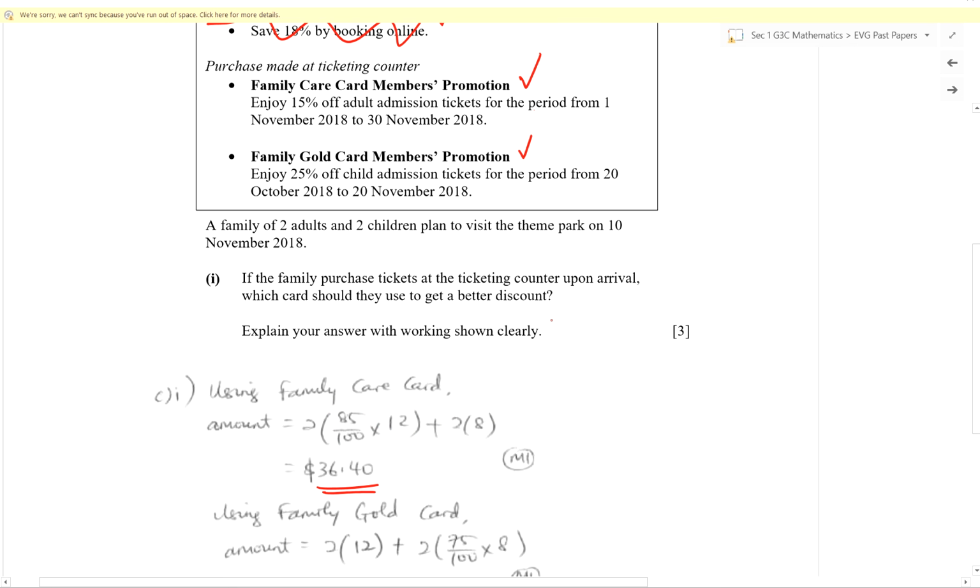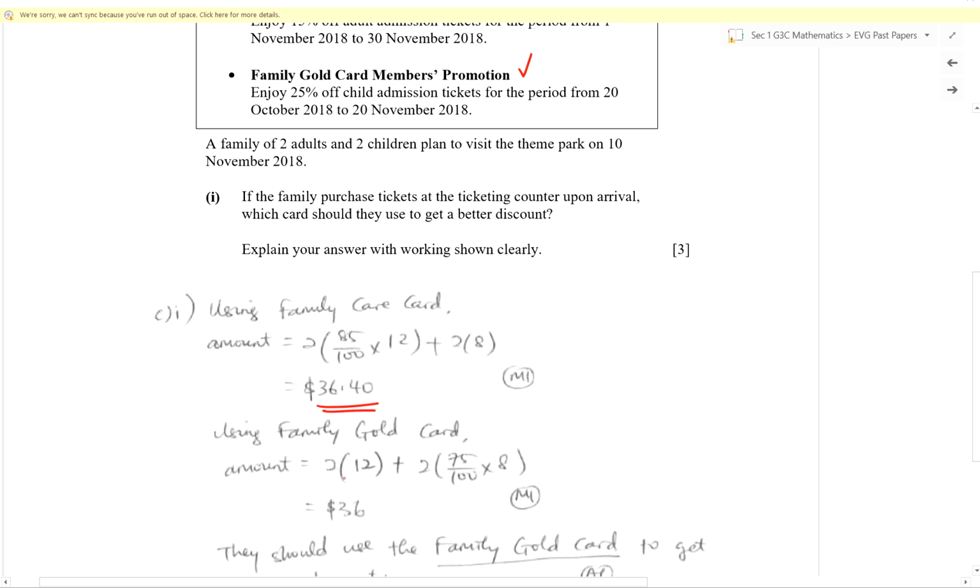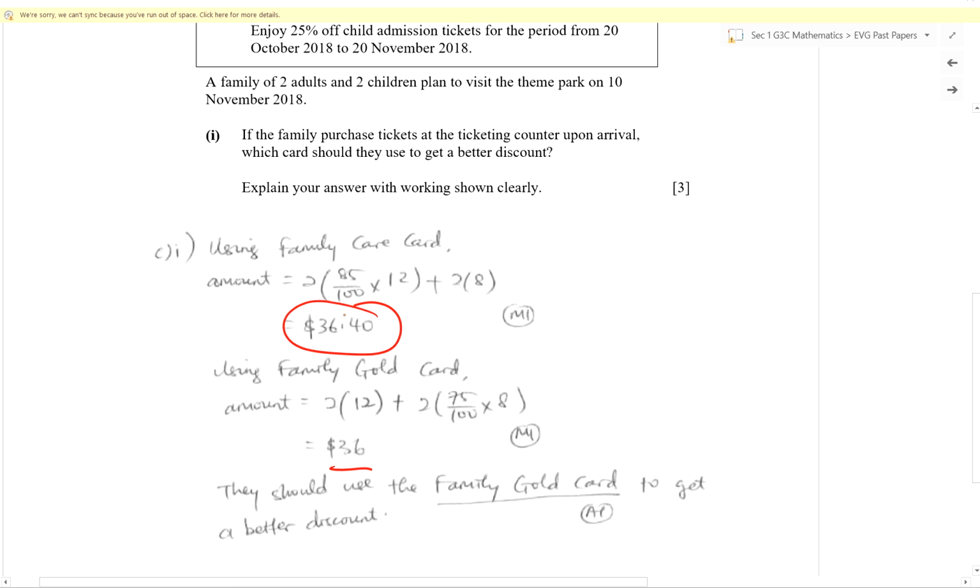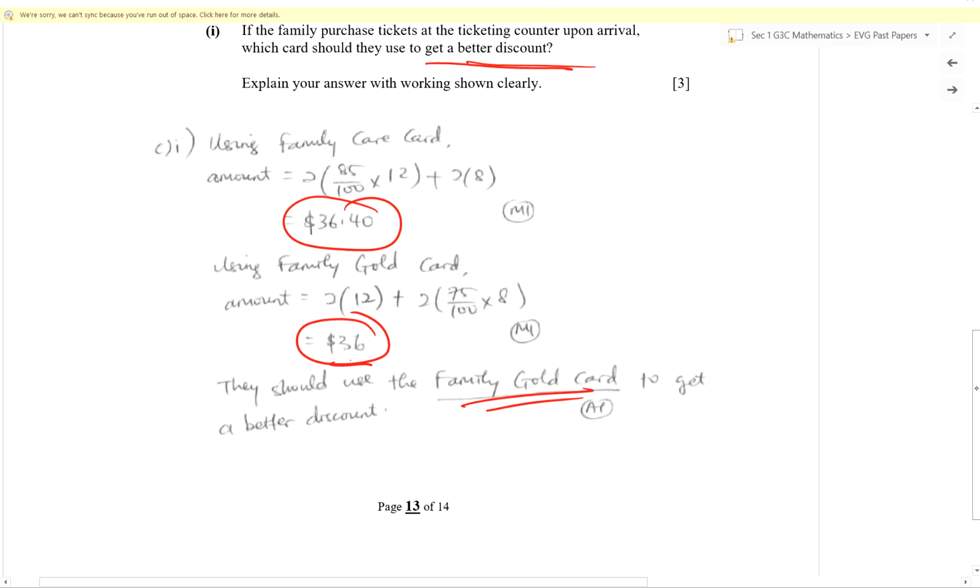Not difficult. Next, if we don't use the family care card, if we use the family gold card, 25% off the child admission. So the adults have to pay in full. So 2 times of the adult tickets. Now since there is 25% off one child, we are left with 75% times the original child price of 8, and we multiply that by 2 children, we get $36. So if we want to pay upon arrival, comparing these, definitely 36 is cheaper. They should use the family gold card to get a better discount. Or you can say, because they asked about a better discount, so yes, family gold card, better discount.